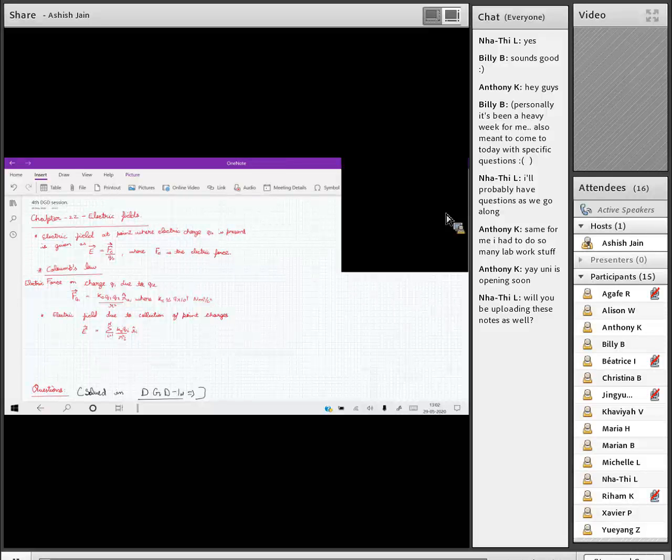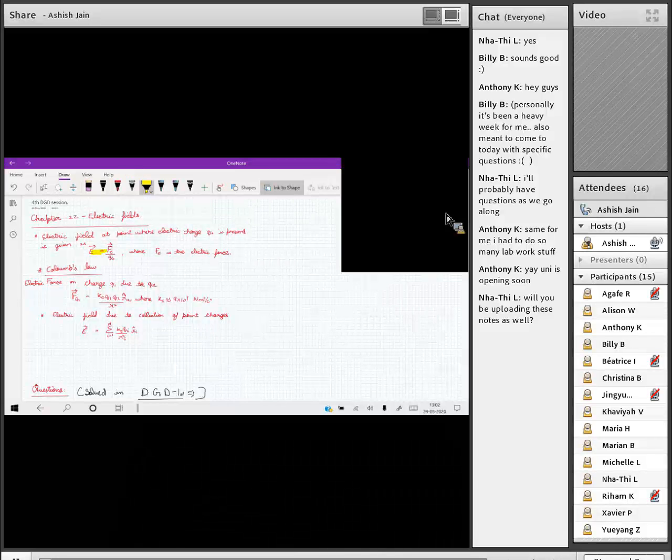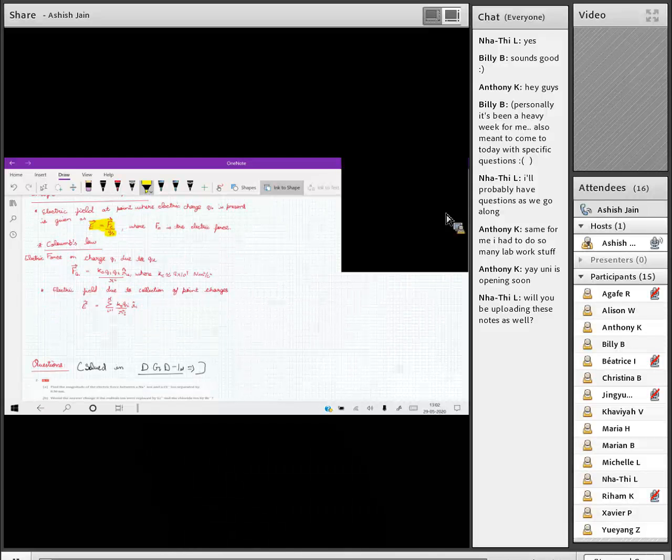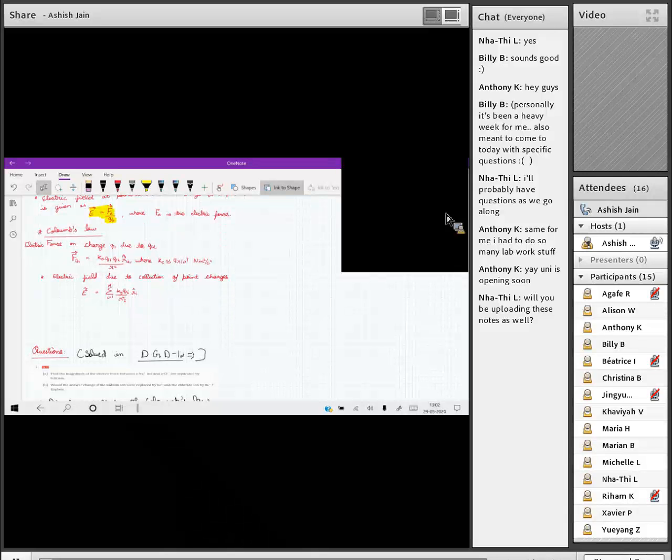So let's start with electric fields. As you know, the electric field at any point where electric charge Q0 is present is given by E = Fe / Q0. The point to note here is that electric field is a vector. That means it is in the same direction as the force.